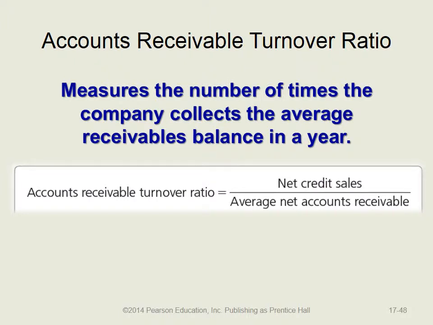The accounts receivable turnover ratio is similar in purpose to the inventory turnover ratio. It measures the number of times the company collects the average receivables balance in a year. It is computed by dividing net credit sales by the average net accounts receivable for the year. Now, to get the average net accounts receivable, you use the equation beginning accounts receivable plus ending accounts receivable, take that number and divide it by 2.